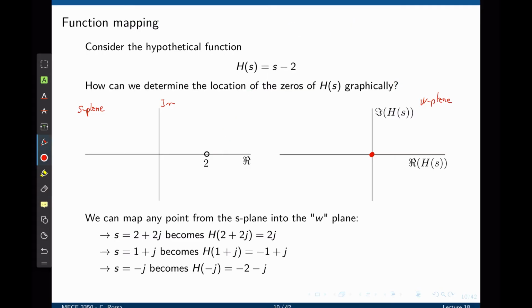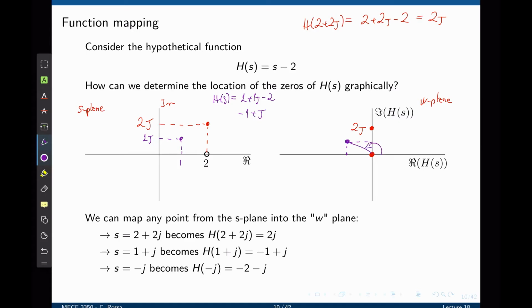We can continue this analysis and take other points from the s-plane and see where they end up. For example, 2 + 2j. If we now evaluate h at 2 + 2j, this is 2 + 2j minus 2, which is simply 2j. So the equivalent point would be placed here. We'll see later this distance now represents the magnitude of the transfer function at this specific frequency, and this angle is the phase of the transfer function at that same frequency. We can now attempt another point, 1 + 1j. h(s) becomes 1 + 1j minus 2. This is negative 1 + j, which should be located around here. This again is the magnitude of the function, and this is the phase.